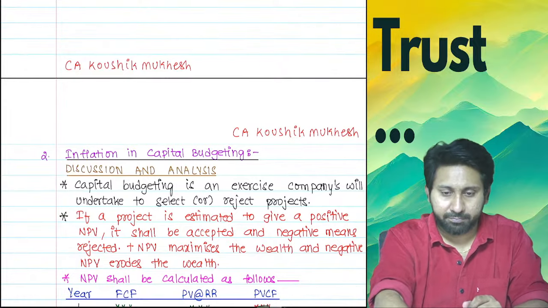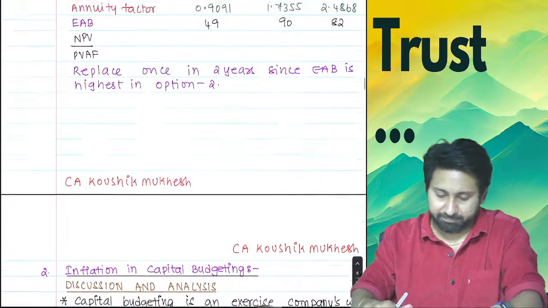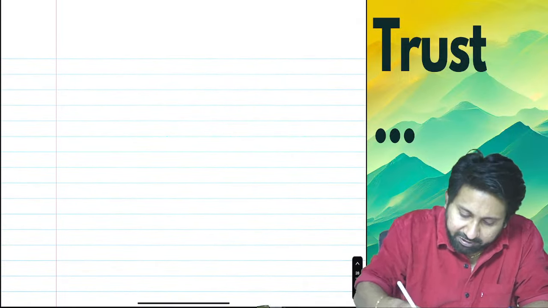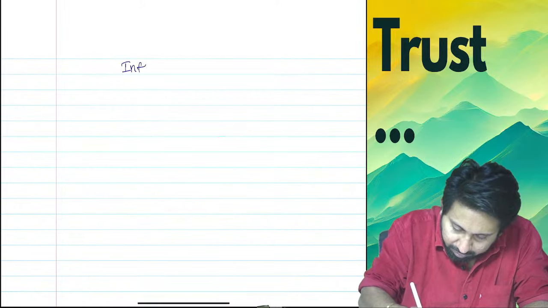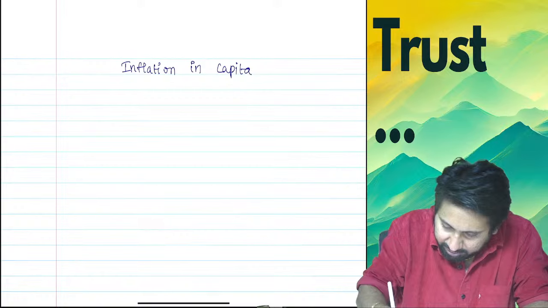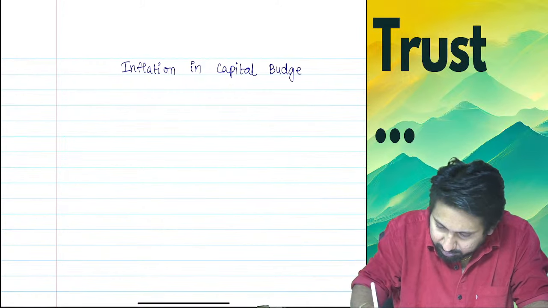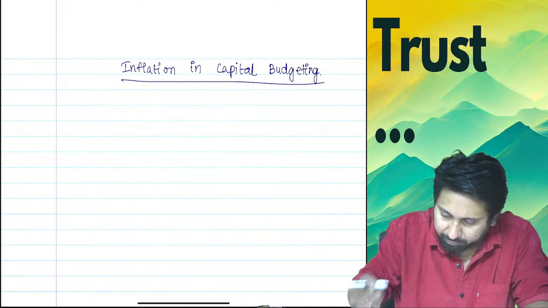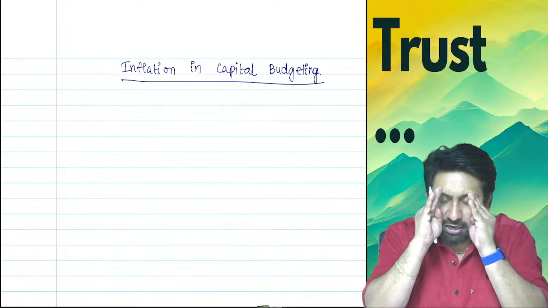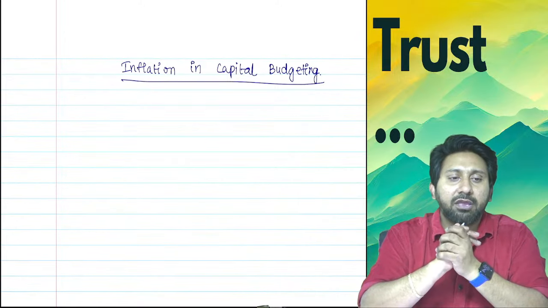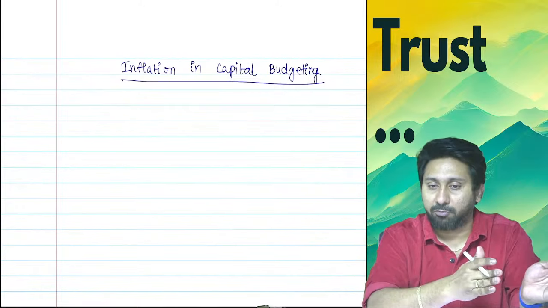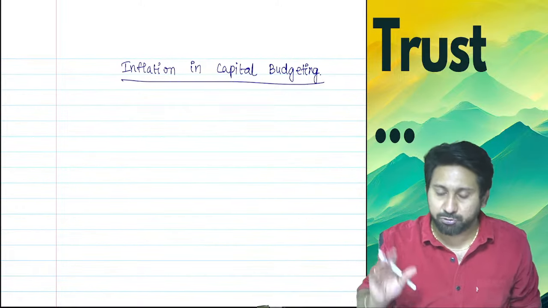Let's begin. First point. What is the topic we are dealing with? Inflation in capital budgeting. Forget about what we discussed in yesterday's class. With a fresh slate of mind, let us start with this concept, understand it fully, do a problem, and then close it. Full clarity should be there.